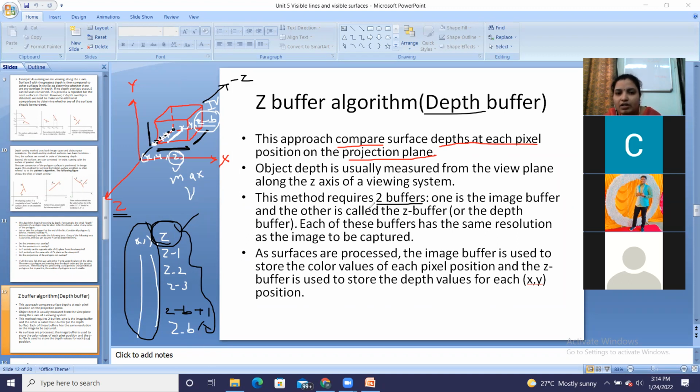So it requires two buffers, one for storing the z values. प्रत्येक वेळी मला चेक करावी लागेल मॅक्सिमम z मला कोणती सापडली आहे. So I will store that z value into the z buffer. And second is, ह्या z व्हॅल्यूला असोसिएटेड इंटेन्सिटी कोणती आहे, किंवा इमेज कलर कोणता आहे.